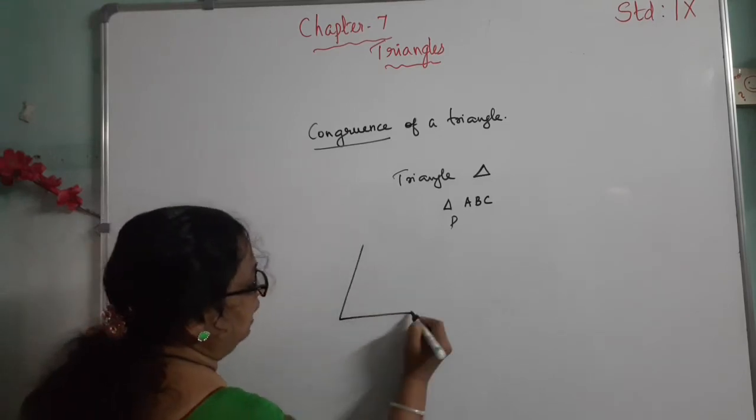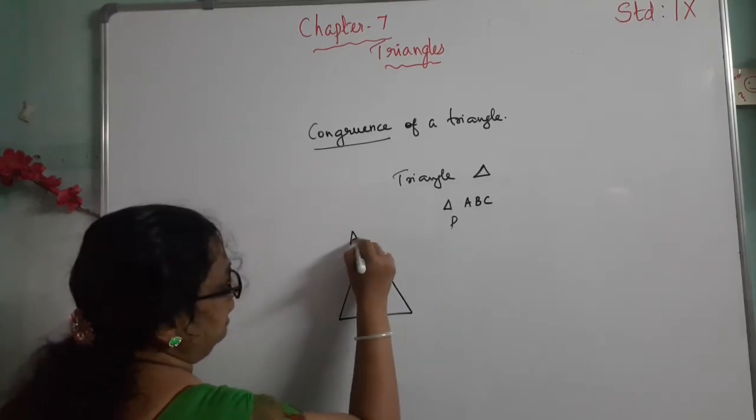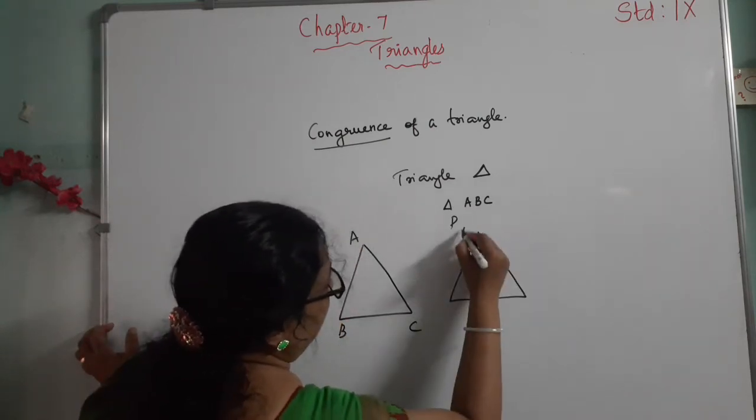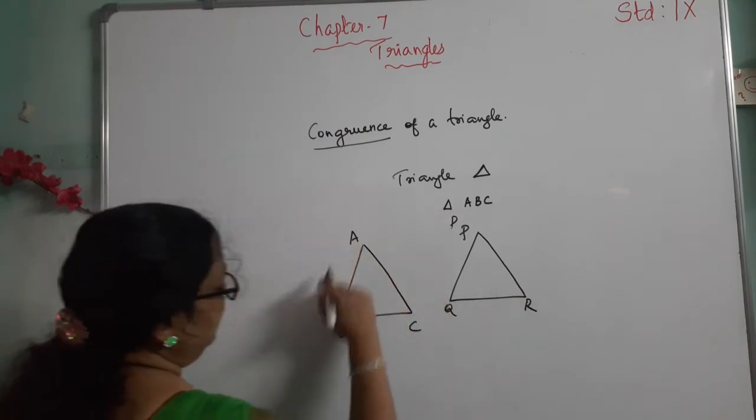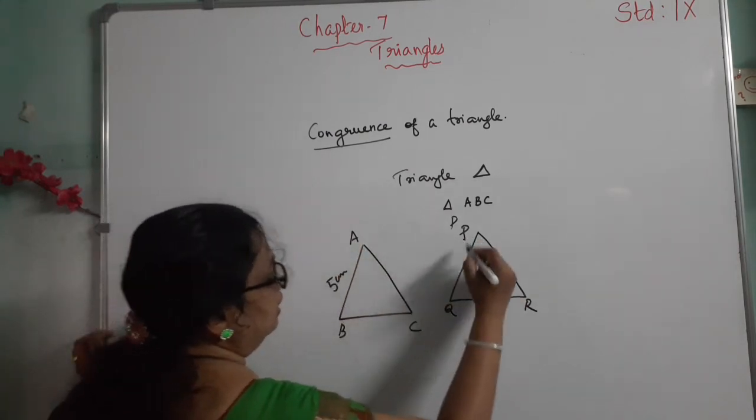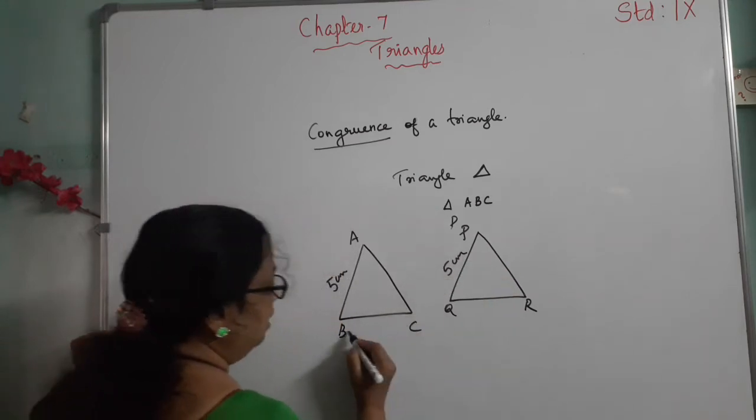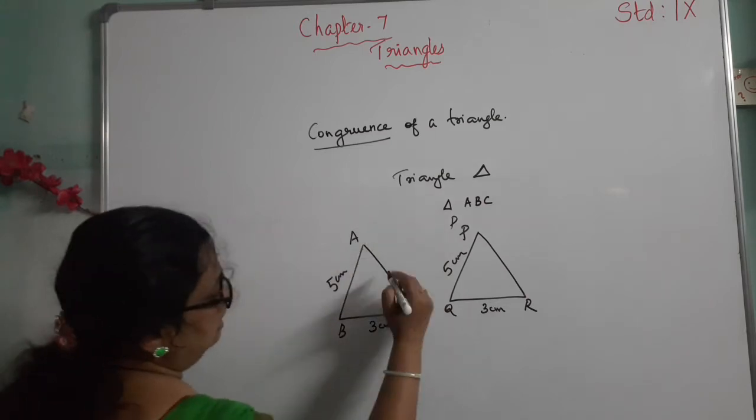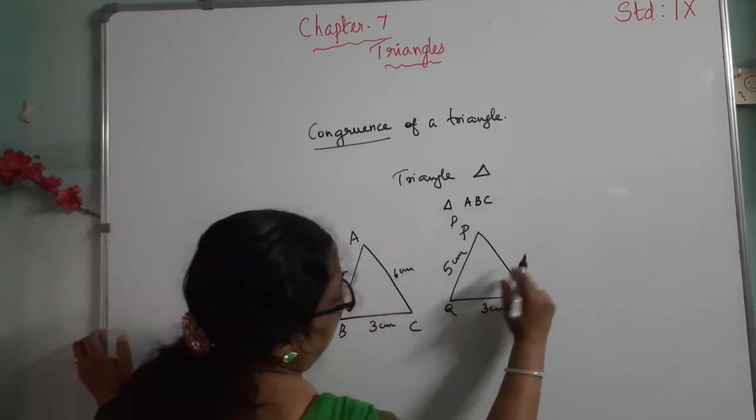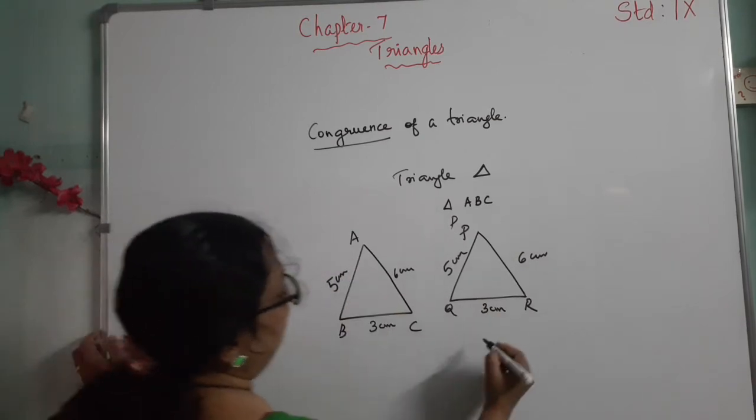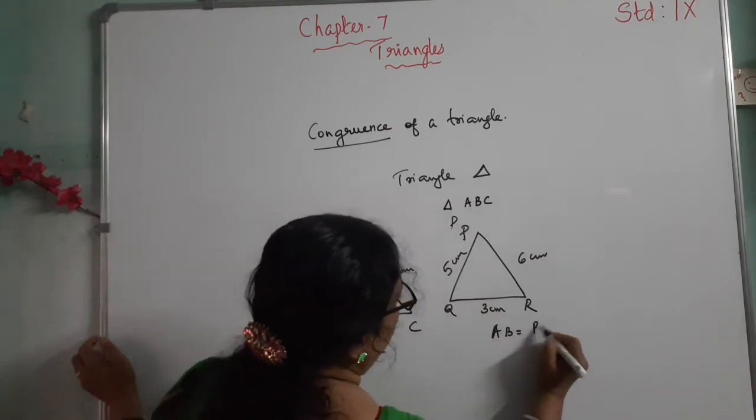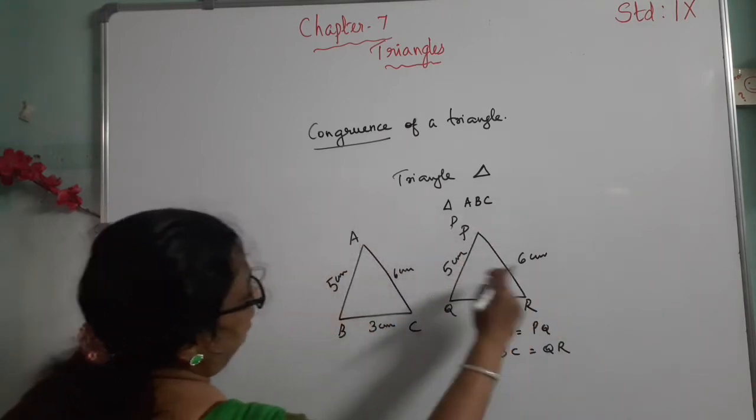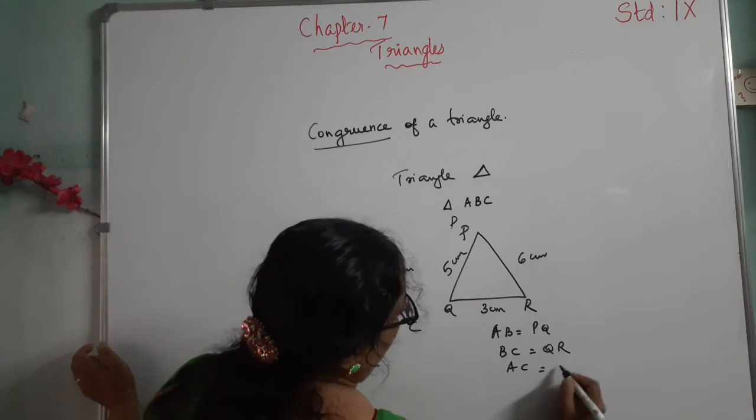Then I can draw 2 triangles. Let one be A, B, C, and another one P, Q, R. Then AB is equal to 5 centimeter. Here PQ also 5 centimeter. BC is 3 centimeter. QR is 3 centimeter. Then AC is 6 centimeter. Then PR also 6 centimeter. Then we can write AB equal to PQ, BC equal to QR, and AC equal to PR.